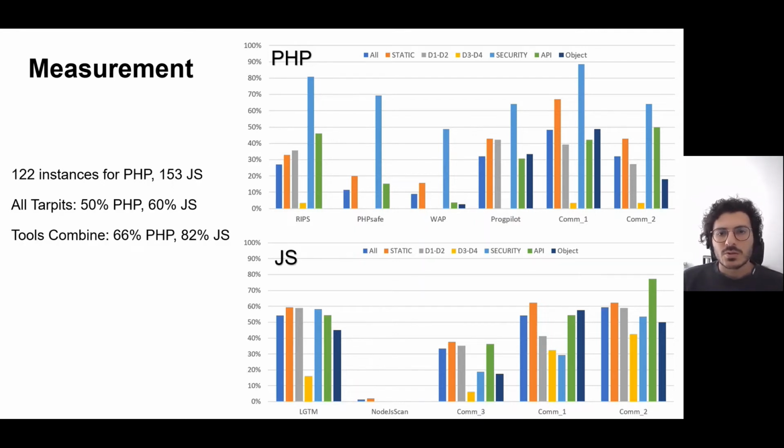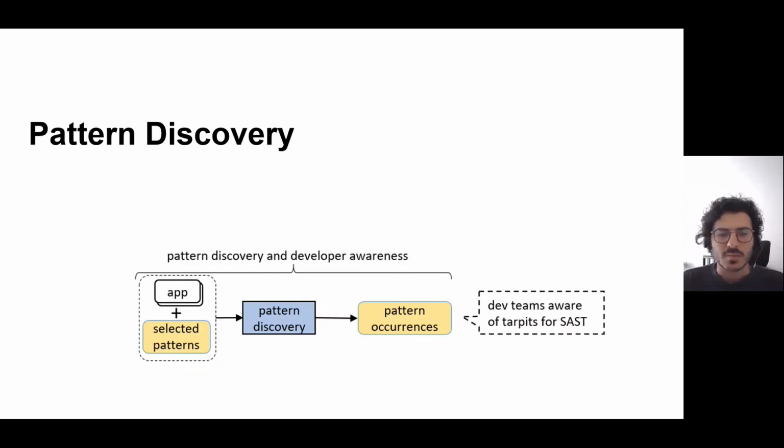Meanwhile, with the combination of the tools, we could reach 66% for PHP and 82% for JavaScript. So after we create the patterns, what if these patterns are not really used in real projects? Or what if they are just fancy features that no one uses? To answer these questions, we search for the prevalence of these patterns in real projects.